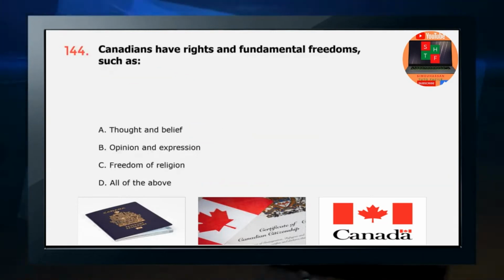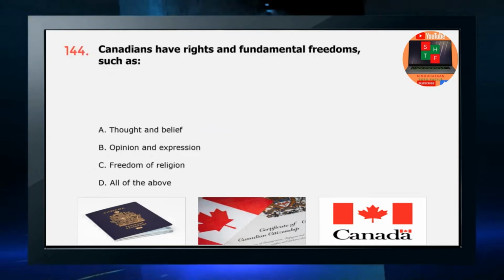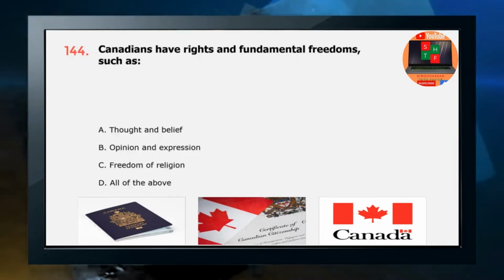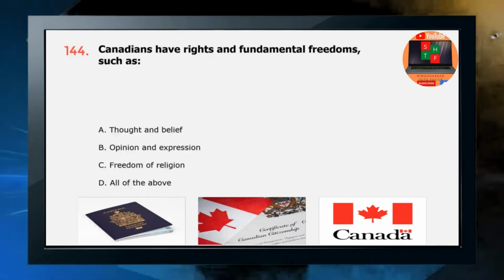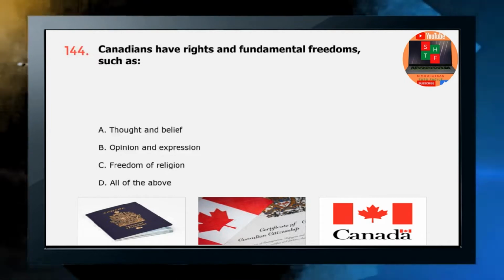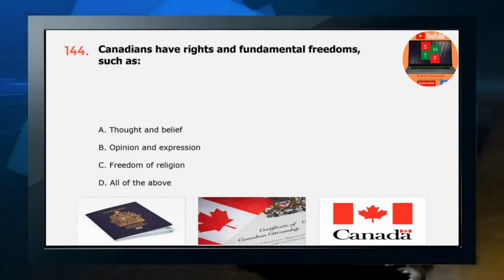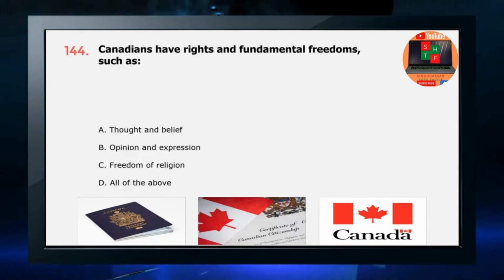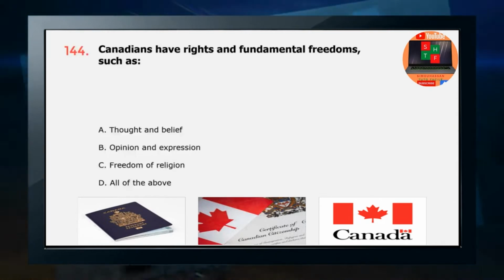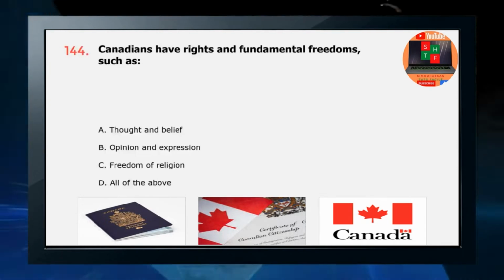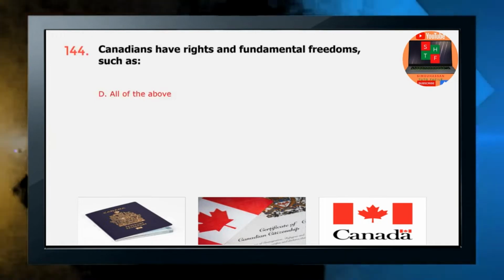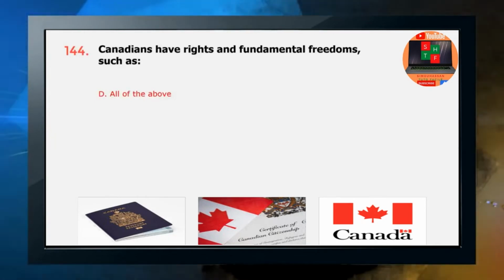Question 144. Canadians have rights and fundamental freedoms, such as A. Thought and belief. B. Opinion and expression. C. Freedom of religion. D. All of the above. The answer is D. All of the above.